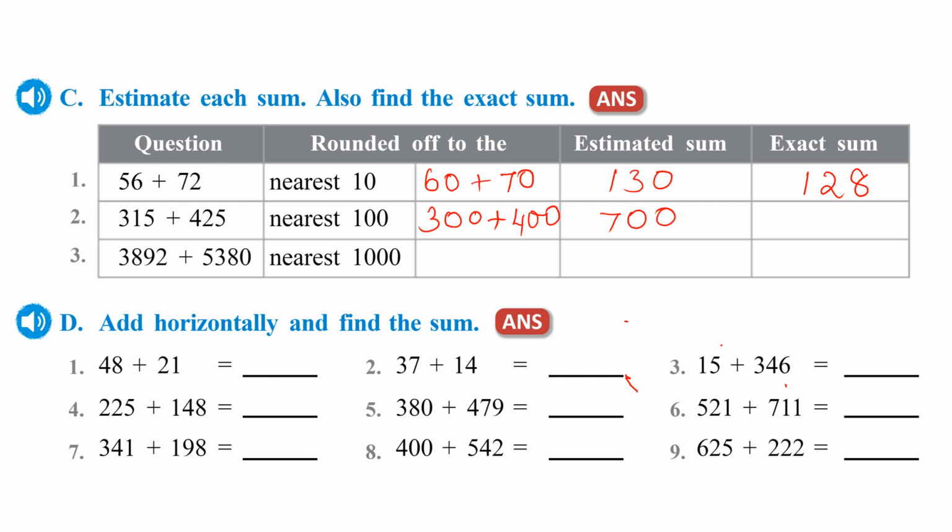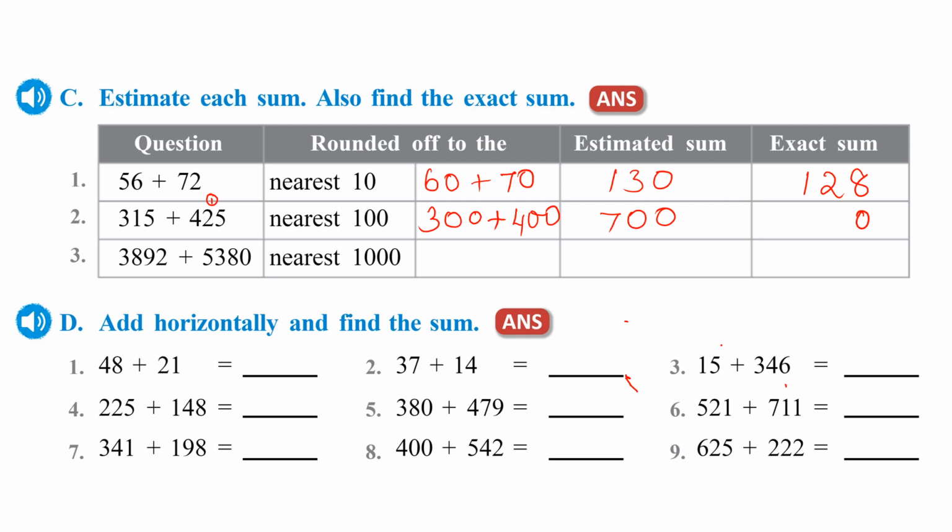So 5 plus 5, that is in ones place. We start from ones place. 5 plus 5 is 10. Right? So I put 0. Then 1 is carried over to tens place.